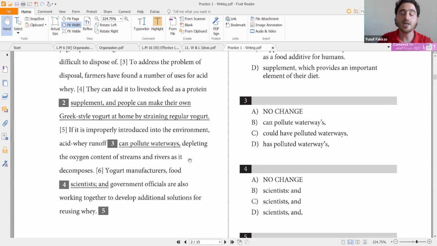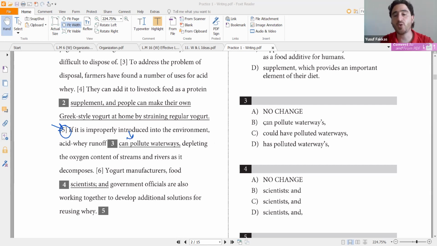I keep reading. So I know that sentence number 1 is talking about the problem of acid waste. Sentence number 2 is telling us that it's a problem because of the disposal issue. Sentence number 3, they started with a solution for this problem. I continue. Now this is the sentence I'm asked about: "If it's improperly introduced into the environment, acid waste runoff can pollute waterways, depleting the oxygen content of streams and rivers as it decomposes." Now, in this sentence, we have a question, right?